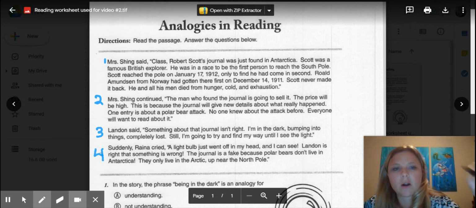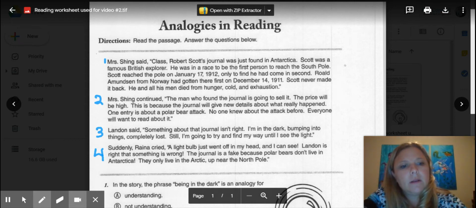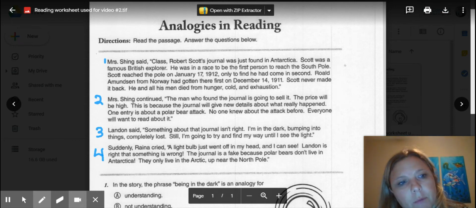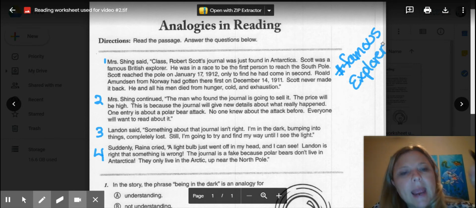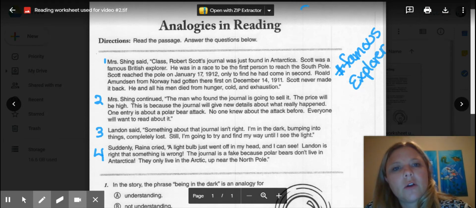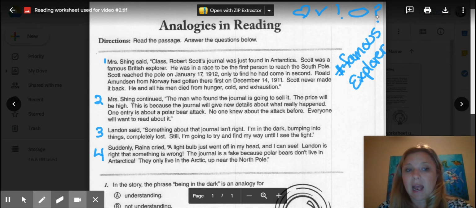So this first paragraph is about a famous explorer. So let me move my computer a little bit closer. I'm going to write famous explorer. And I am making sure that I include my markings. Now I can do these markings more than once, but I need to make sure I do all of these at least one time.